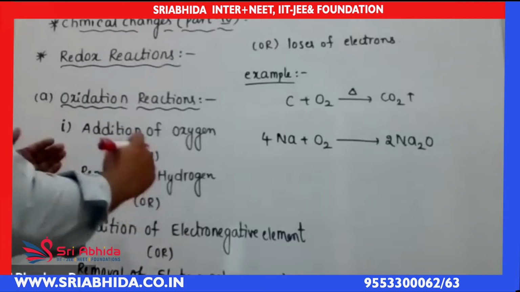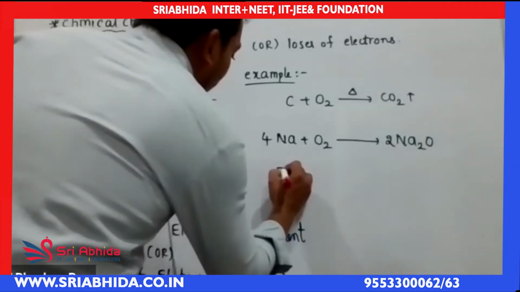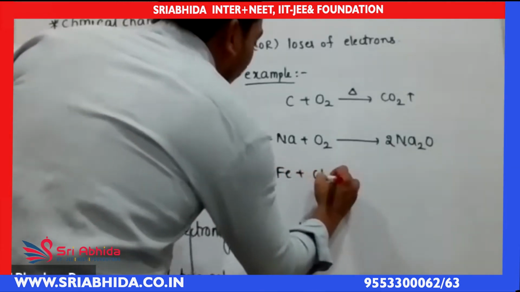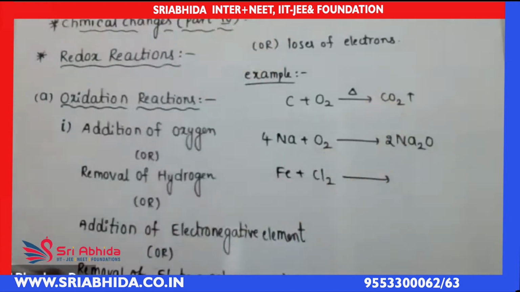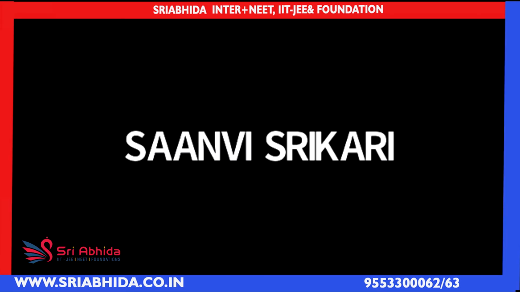Next, for example, iron reacts with chlorine. What is the product when iron reacts with chlorine? FeCl, FeCl2.